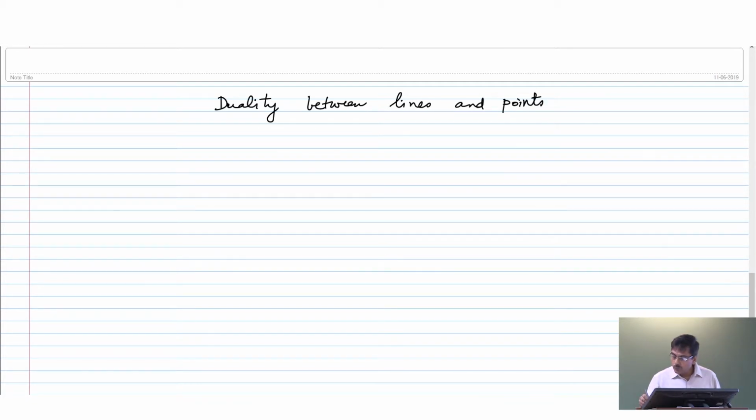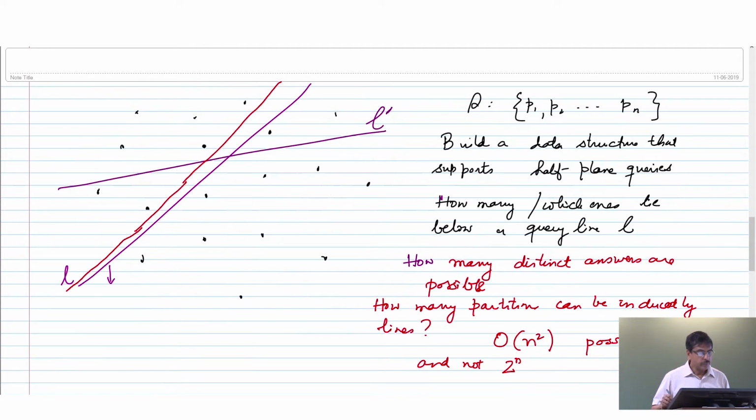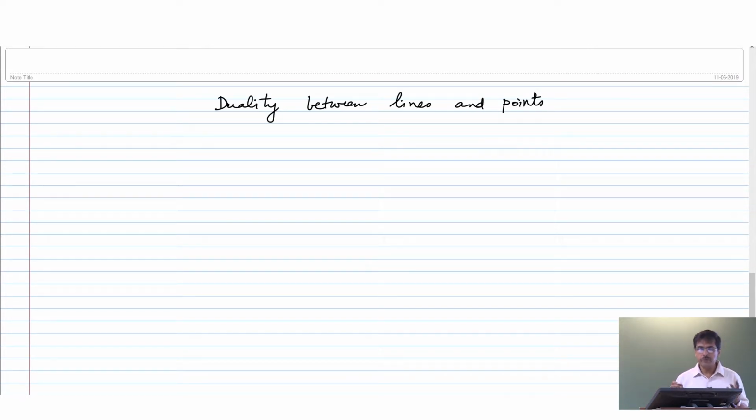Okay. So if you go back, I started with this problem where the input was lines and the query was a point. Then I showed you an example where the input is points and the query is a line. So it turns out that these are not that different. The points being input and the lines being input and the query point can actually be transformed to each other. Essentially it's a transformation which will map points to lines and vice versa and maintain certain properties, and that we'll exploit. So, duality between lines and points.